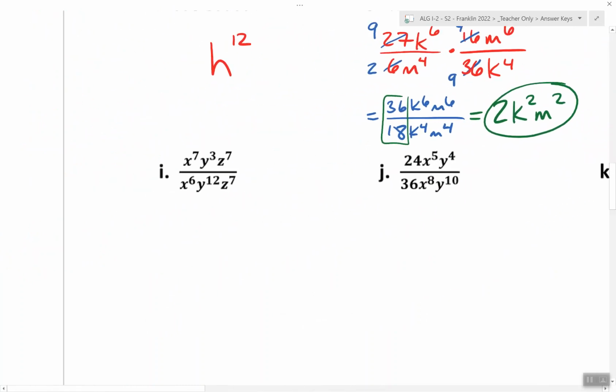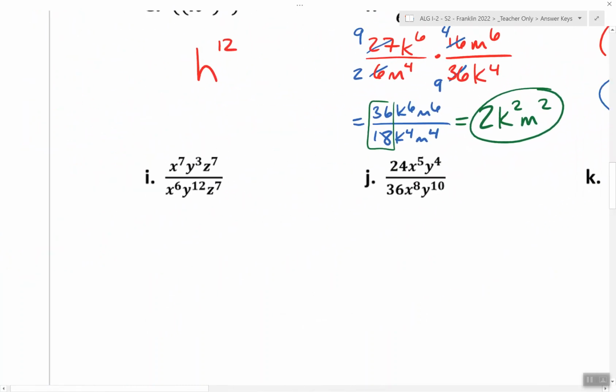Let's look at example I. Back to using the quotient rule here, just subtract the exponents. So 7 minus 6 for the x's, that's 1, that's x to the first power. Now, something to consider here, if you subtract straight down 3 minus 12, that's going to be a negative 9. And so you know that because the exponent is negative, it's going to go on the bottom, y to the 9th. And if you think about that, this is 3 y's on top, y to the 3rd, over 12 on the bottom.